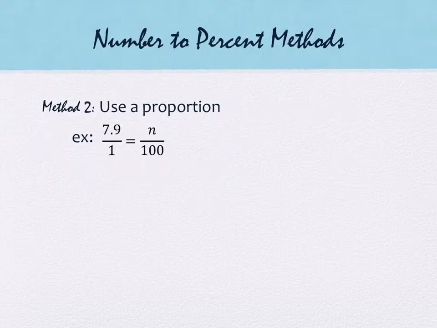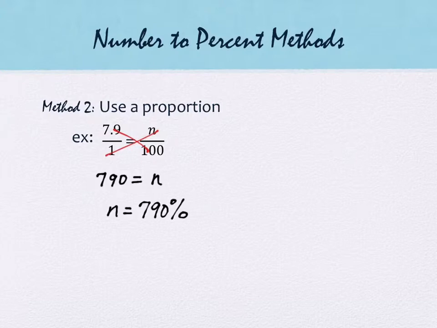Another way to convert from a decimal or a number into a percent is to use a proportion. So we can set up our value 7.9 over 1, and we can make it equal to n over 100. And then when we solve proportions, as we discussed back in section 6.4, we would end up, by cross multiplying, with 790 equal to n. And so that would be our percent. So n is 790%.